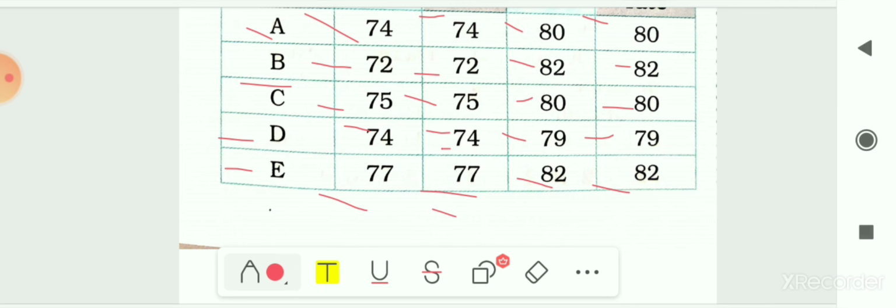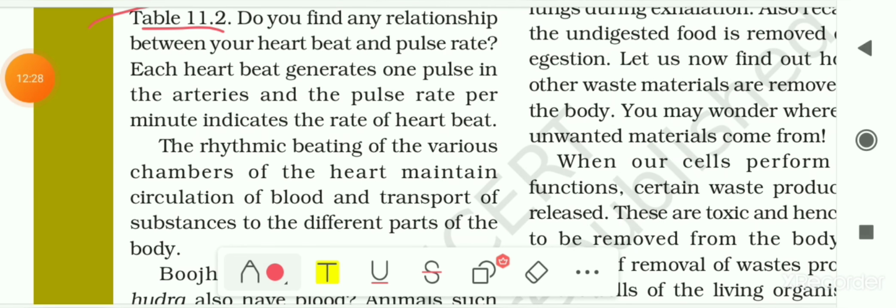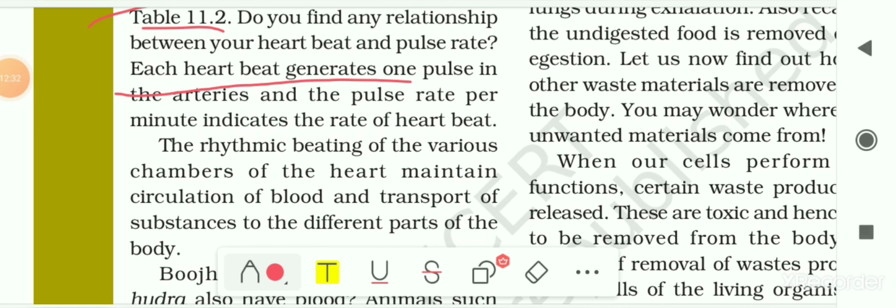Some of them have 74, someone else has 72, someone else has 77. So that means it is varying from person to person. So this we can conclude from this activity. So from this we can also say that each heartbeat generates one pulse in the arteries, and the pulse rate per minute indicates the rate of heartbeat. So this is the heartbeat and the pulse rate.